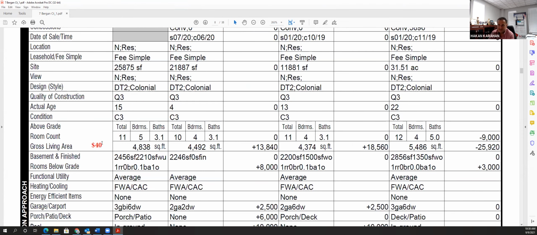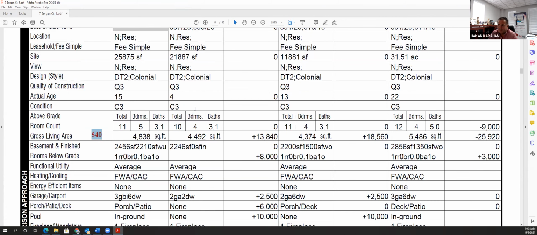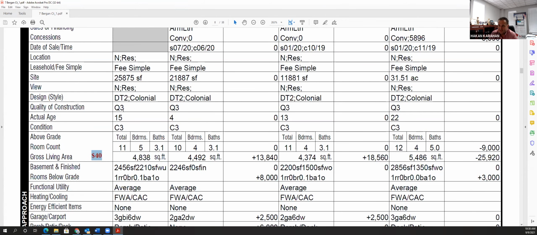So he used $40. He could have simply used 50 as well, but I guess he found out that $40 would be adequate to really appraise this property properly. So here are the adjustments. As you can see, the conditions and quality on all 4 properties are the same, so there are no adjustments for those. On the age, as you can see, there's no credit for that either.